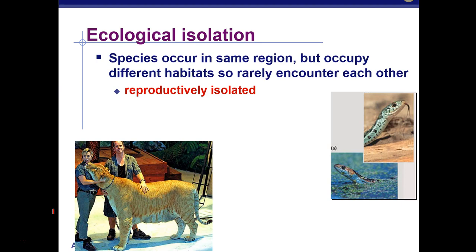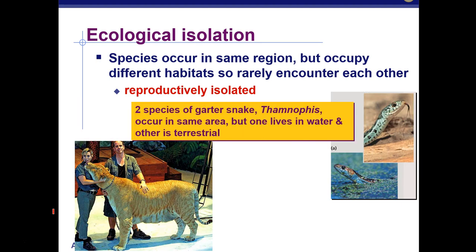Second is ecological isolation. They're in the same area. They don't have the geography keeping them apart, but they live in different habitats. Think back to ecology, different biomes, different habitats that will still isolate them. So, for example, this snake here, one of them loves to hang out in the water, one of them loves to hang out on the land.